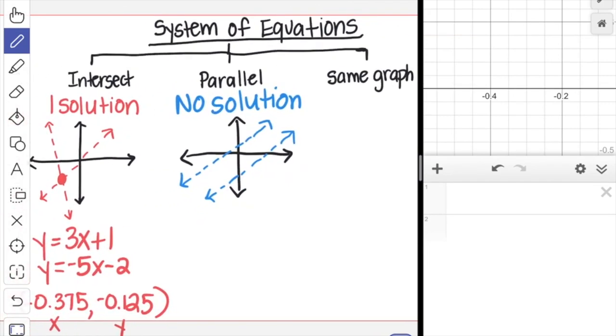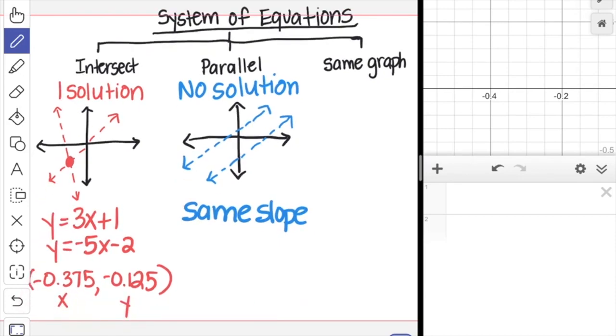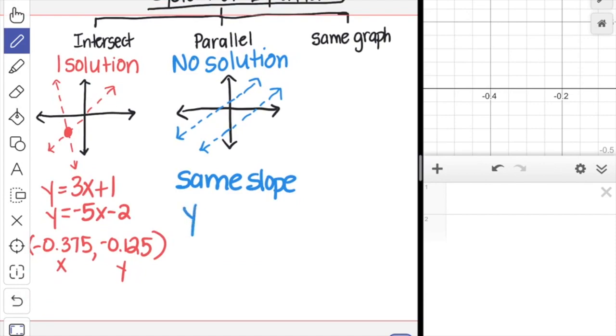Okay, so that no solution, that means that technically they should have the same slope. Remember, we talked about parallel lines when we did linear. Parallel lines have the same slope. And let's say I ask you to look at y equals, we'll do 3x plus 1 again, and then we'll do y equals 3x minus 5.